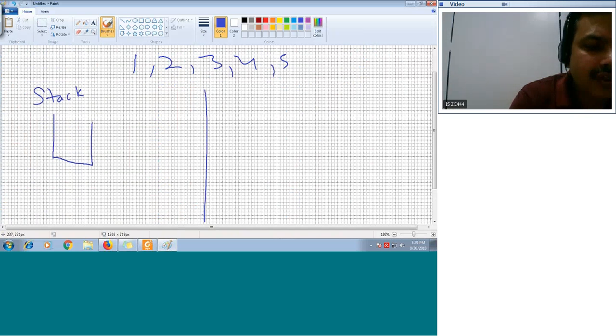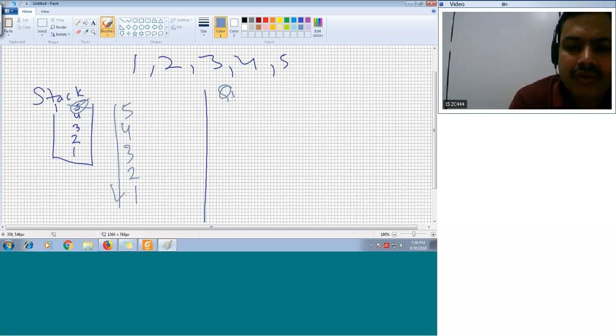How does the stack work? You put the first number over here. You got the second number, you put it here. You got the third number, you put it here. The fourth number, you put it here. The fifth number, you put it here. Now I ask you to give me the number. How would you give? You would take out the last number and give me 5, and then that number is gone. Then you would give me 4, then 3, then 2, and then 1. This is how the stack is working.